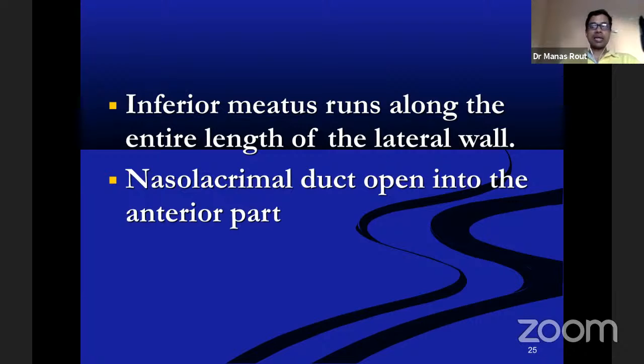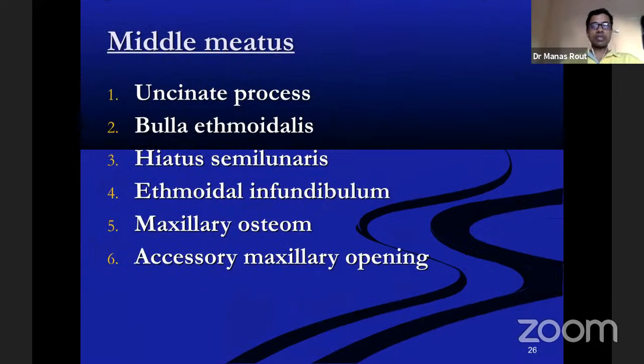One important structure opening in the inferior meatus is the nasolacrimal duct. The nasolacrimal duct opens into the anterior part of the inferior meatus. The nasolacrimal duct usually comes from the lacrimal sac, comes down and opens into the inferior meatus.